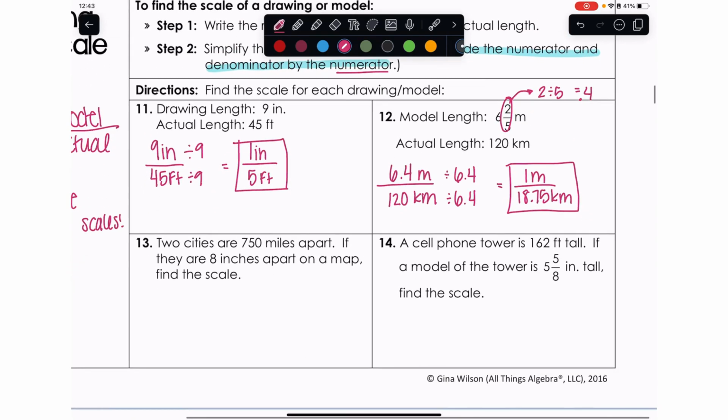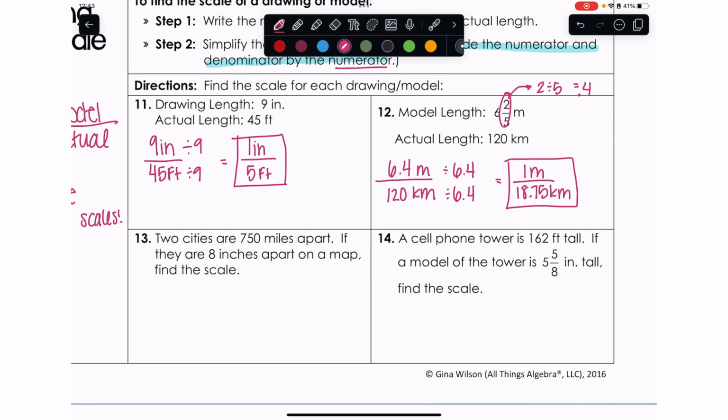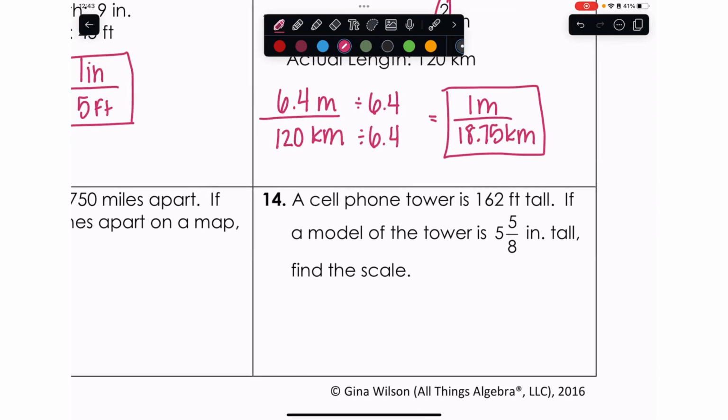Okay, I'm going to try number 14 with you, and then you'll try number 13, okay, because I want to do another fraction one. So 14, it says my cell phone tower is 162 feet tall. That is the actual size of that tower, right? That's a large height. So we're going to put the 162 feet on the bottom. It tells me the model is 5 5/8 inches tall. So that's going to go on the top.